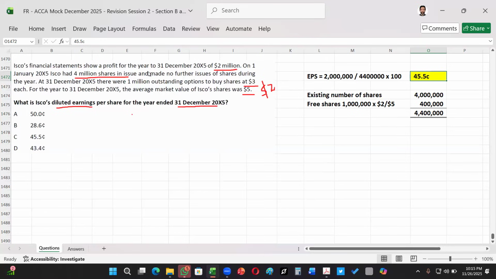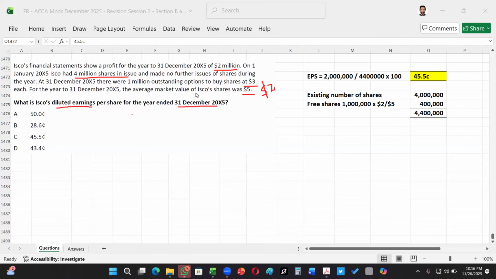Yes, what is the question? I'm trying to understand the fraction for this last question, because I'm seeing that at 31st December, there were 1 million outstanding options to buy shares at $3 each for the year ended 31st December, and the market price is 5. So I'm wondering where the 3 came from.